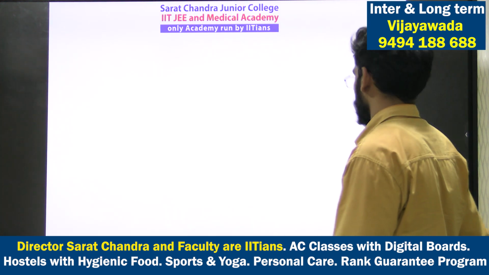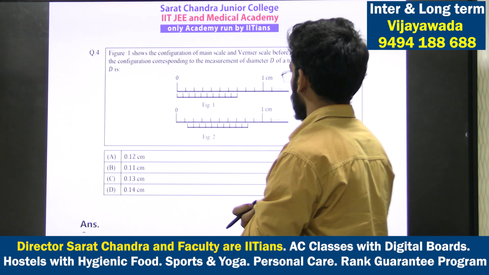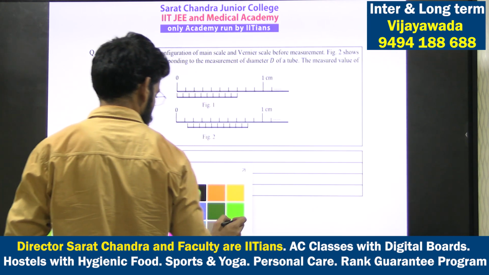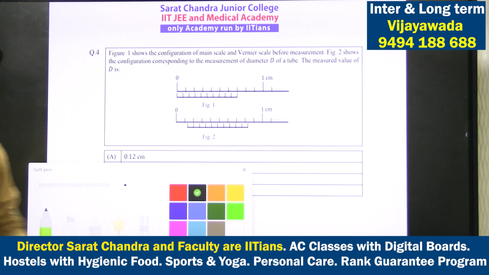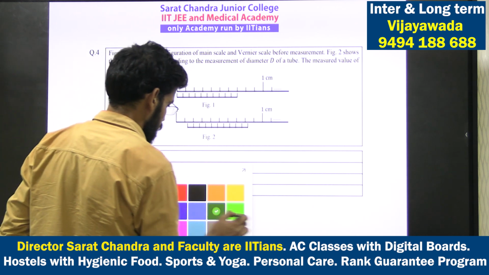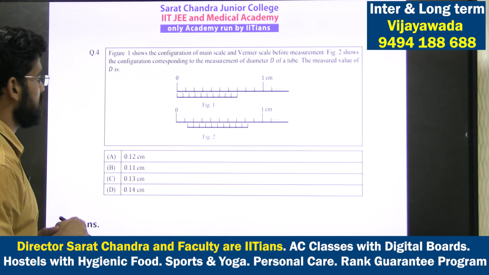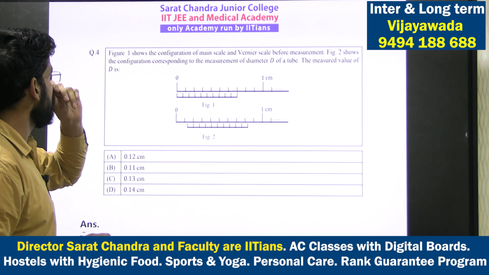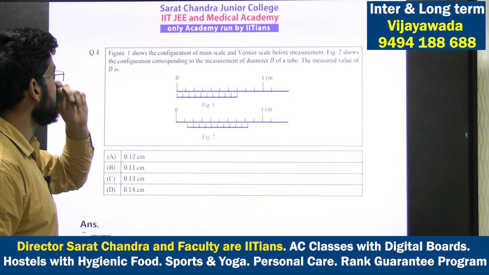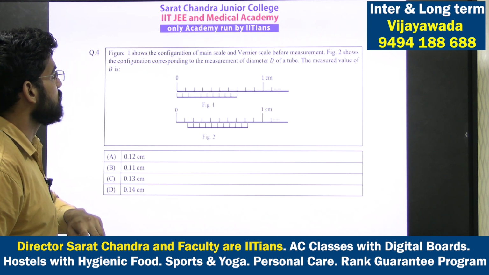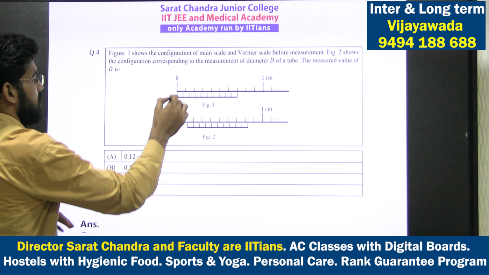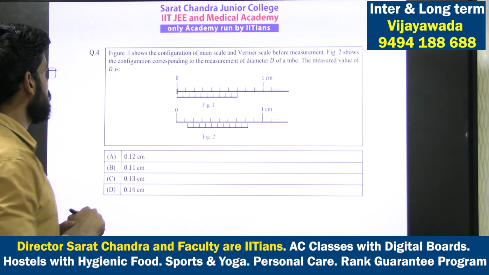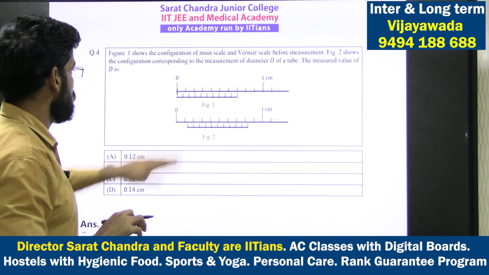So next, here we have the fourth question, which is from the vernier caliper, vernier scale. This question was on the easier side. See what he is saying: the figure shown first is the measured value D, and you have to answer the configuration corresponding to the measurement of D. Initially it is exactly aligned, so we don't have to worry about this.